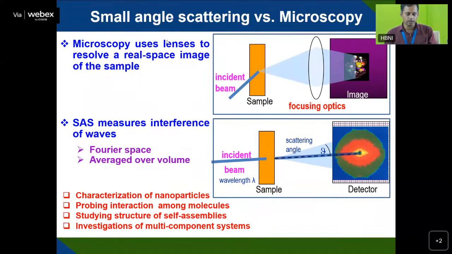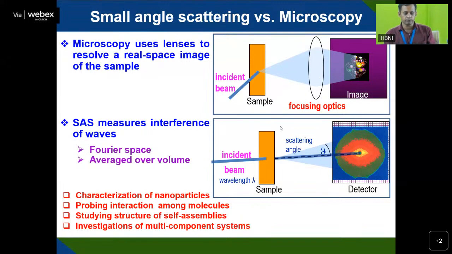Comparing small angle scattering and microscopy: microscopy uses lenses to resolve a real space image of the sample. You have a sample, the incident beam falls on it, and you get an image after the focusing optics. You get an image which is in real space.